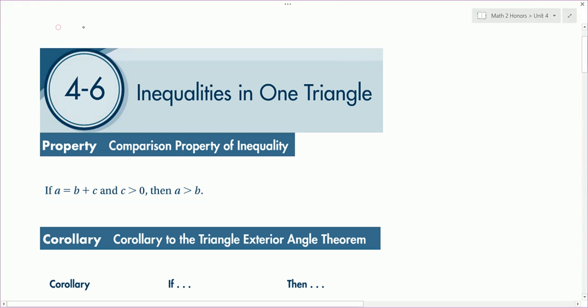So here's a property. If A equals B plus C and C is greater than 0, then A is going to be greater than B. If you come up with some examples, just plug in some numbers. Let's say x is equal to 5 plus 4. Then x is 9, and we know that x has got to be bigger than 5. That's what this inequality is saying. It should be pretty obvious. Plug in some numbers, and it's just a statement that we're going to need for the next corollary.